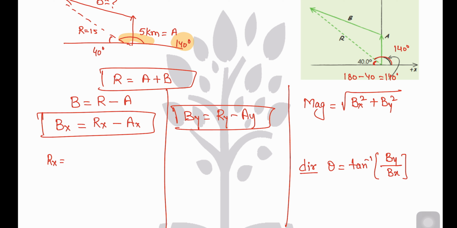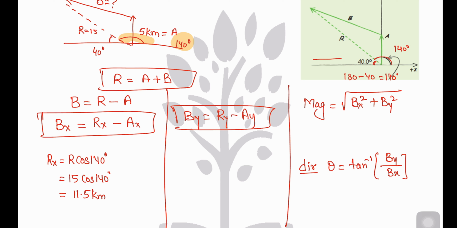Rx is equal to R cosine 140 degrees. Yes or no? Okay. So R is 15, cosine 140 degrees, so the value is 11.5 kilometers. Okay. What is the direction?